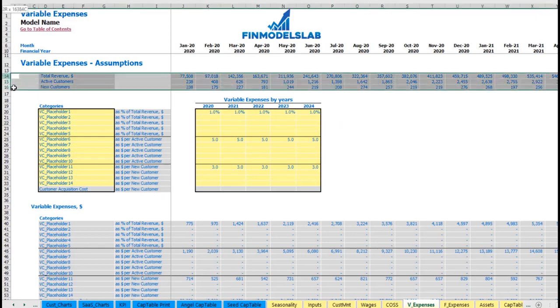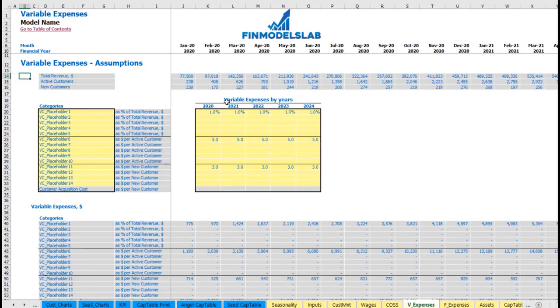On the top you have 3 bases for the calculation of variable expenses categories: total revenue amount, active customers, and new customers, broken down by months. So now you can input the names of categories, for example utilities. You can input a percentage of revenue, 2%, 3, 4, 5, 5.5 by years. Below you may see the calculation of this line item by months.